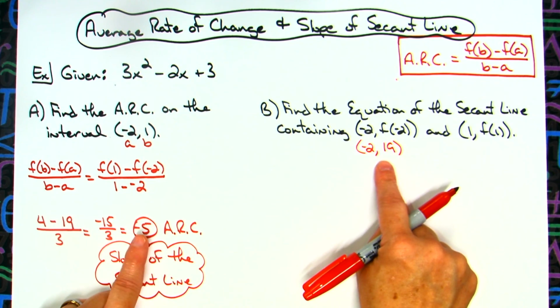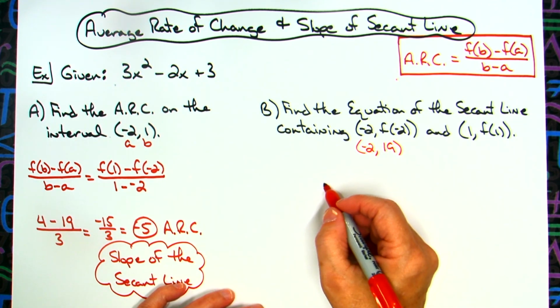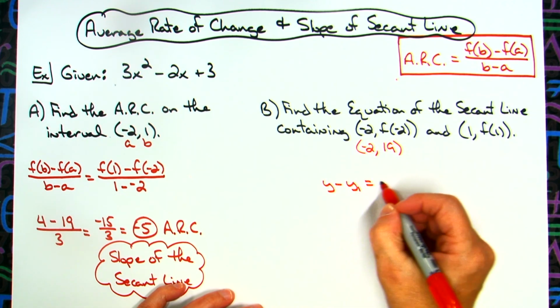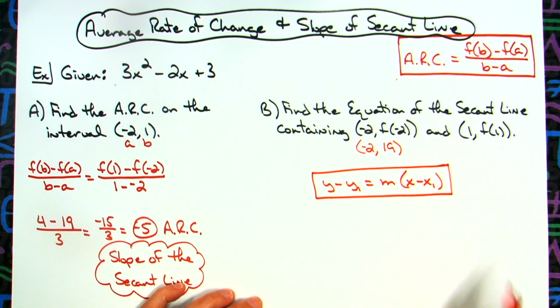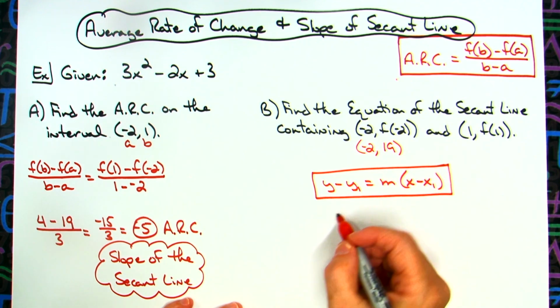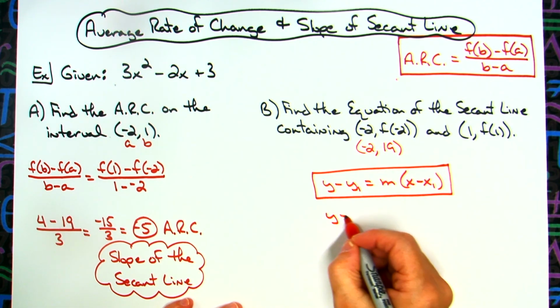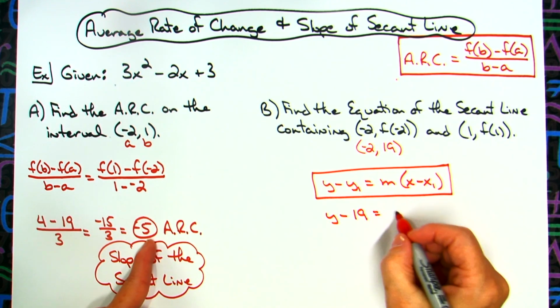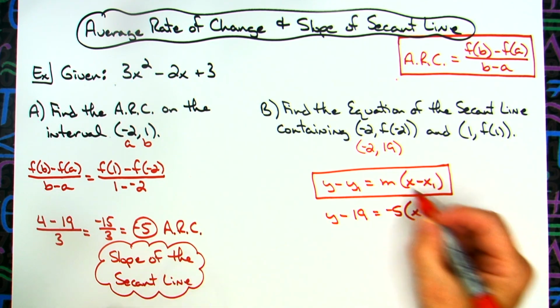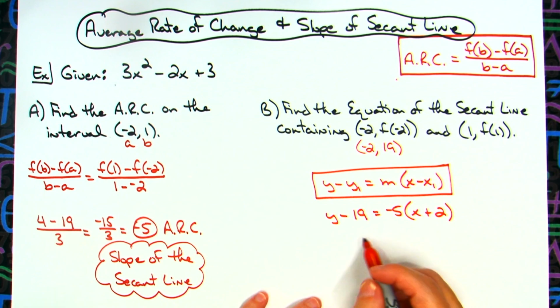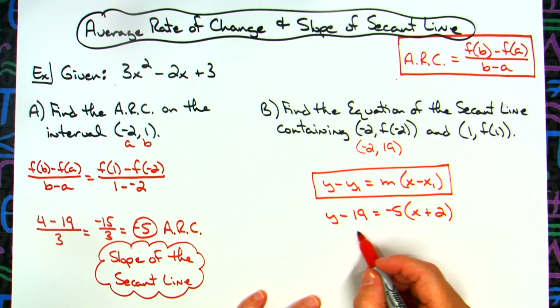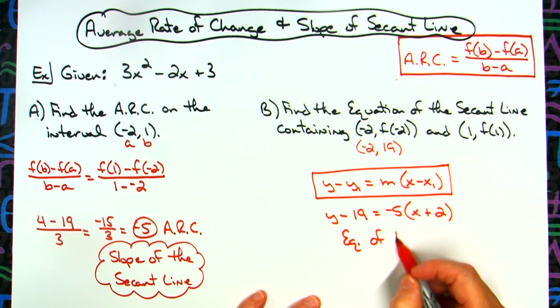Now I'm going to use my slope and one of the points on the line in point-slope form to write the equation of the secant line. Just to review that point-slope form, y minus y sub 1 equals m times x minus x sub 1. Just a reference there in case it's been a while since you've used point-slope form. So putting in our y value, we're going to have y minus 19 is equal to, plugging in the slope of -5, times x. We've got -2, plugging that in, we'll end up with a plus 2. So that's the equation of the secant line.